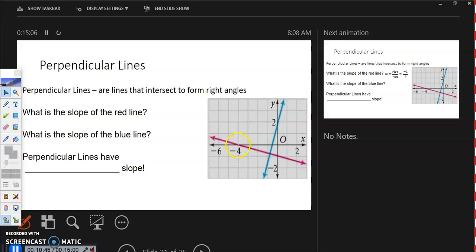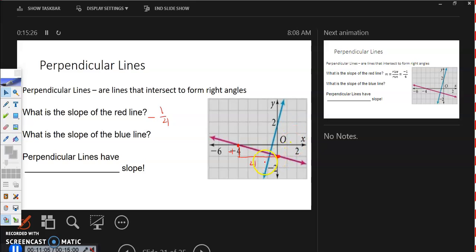So we're going to use the point here, negative 4, 0, and then we're going to go down and use the y-intercept here of 0, negative 1. So the rise of the red line is negative 1. The run is 1, 2, 3, 4, so 4. So the slope of the red line is negative 1 over 4.